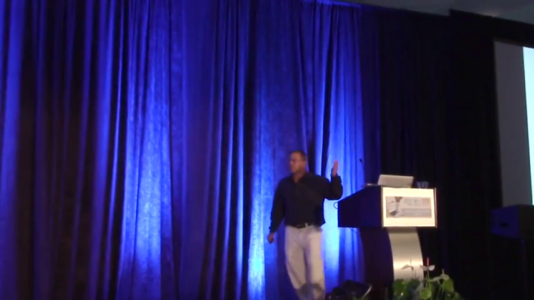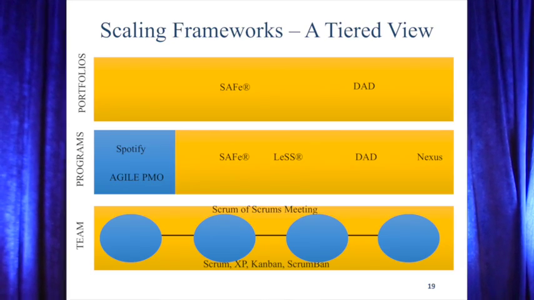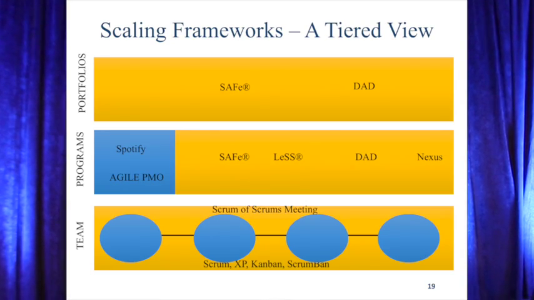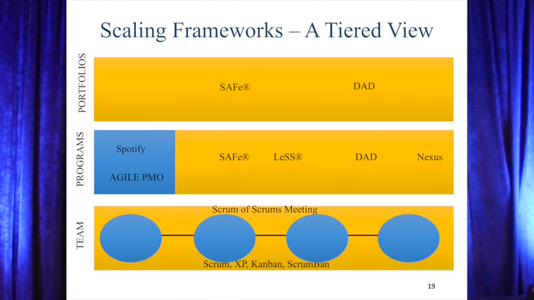There's got to be some layers over here. Let's put together different charts. So they put a different view together, and they have a tiered view over here. At the team level, they have the methods that we saw, XP, Scrum, Kanban, being practiced at a team level. They've got a Scrum of Scrums meeting, that's one level up from that.